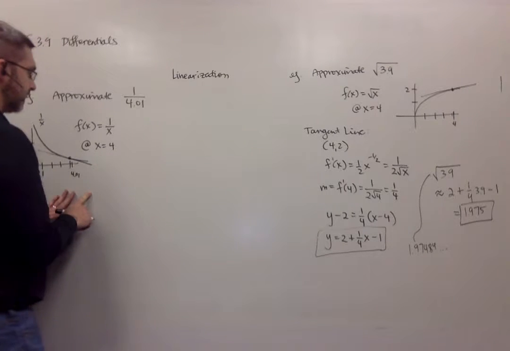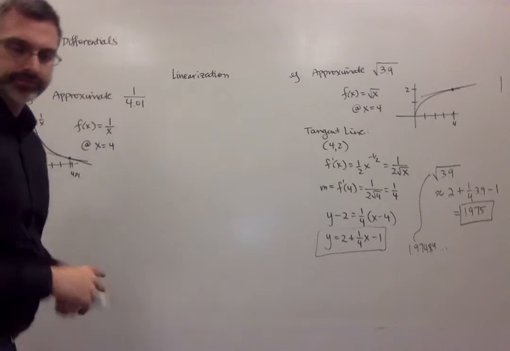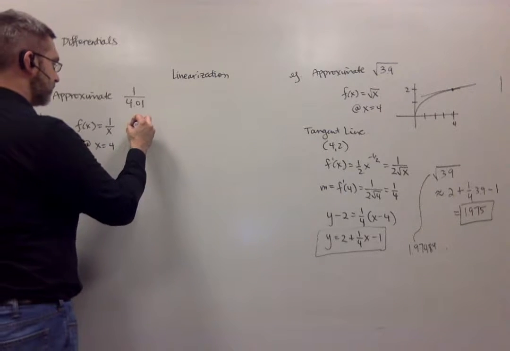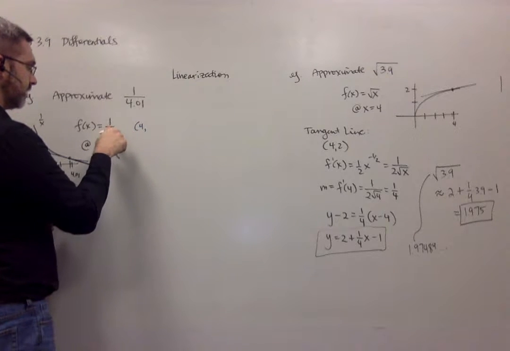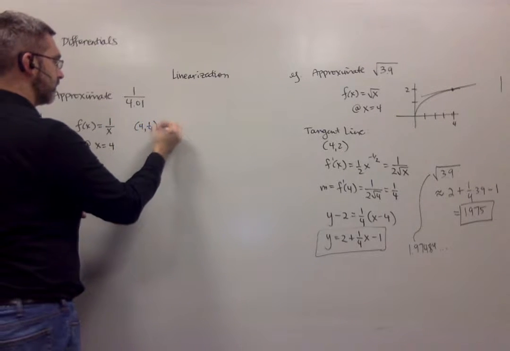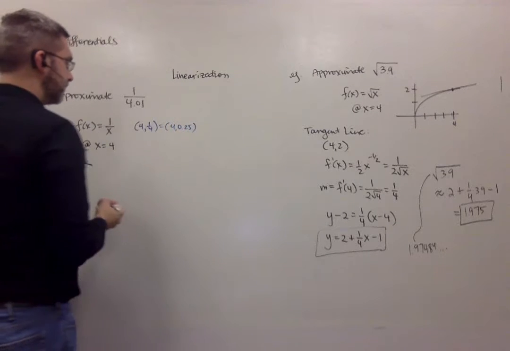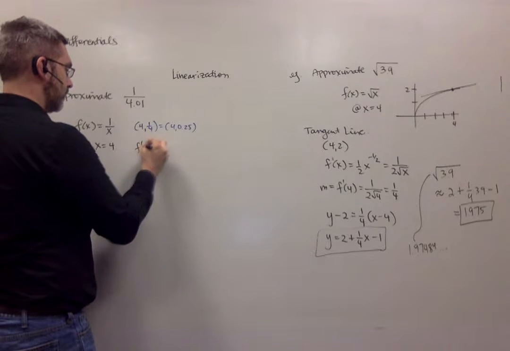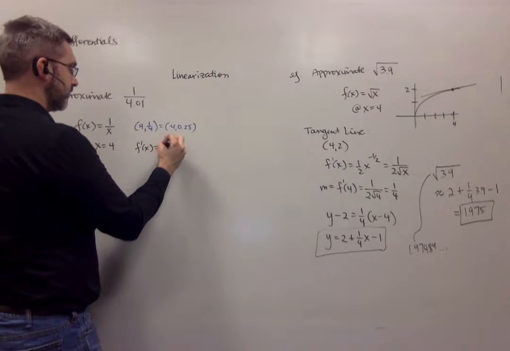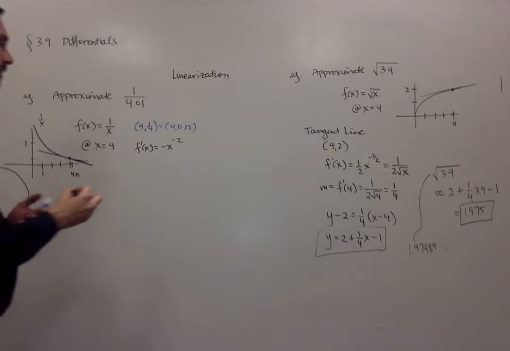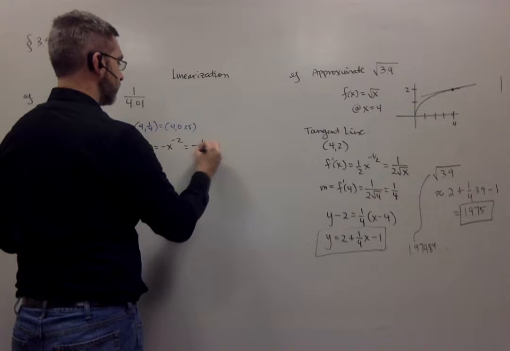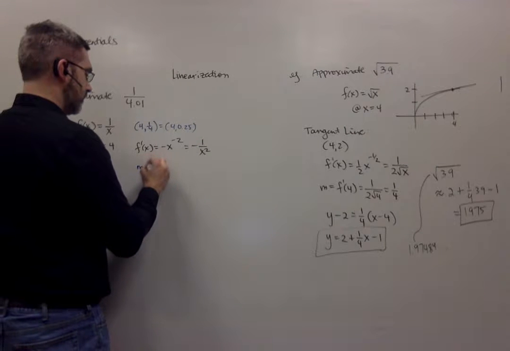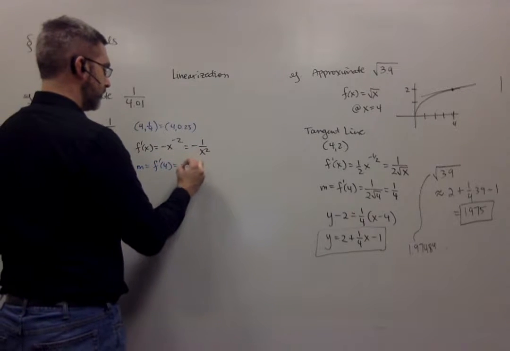So let's find the tangent line. So now the tangent line at x equals 4, this tangent line here, first we need a point, so it's going to be 4 comma what we get when we plug 4 into the function, 1/4. In other words, 4 comma 0.25. And then this is x to the minus 1, so the slope everywhere is going to be minus x to the minus 2. In other words, negative 1 over x squared. Now the slope at 4 is negative 1/16.